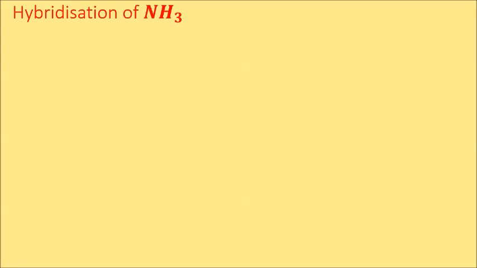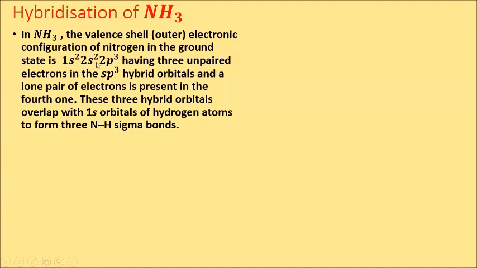Let's see the hybridization in the ammonia molecule, which is also taken as an example for sp3 hybridization. In ammonia, nitrogen is the center atom and the terminal atoms are hydrogen. First we'll see the center atom's outermost electronic configuration. The atomic number of nitrogen is 7, so 1s2, 2s2, 2p3. The outermost electrons are 2s2 and 2p3. In 2p, 3 electrons are there, which means they are unpaired.